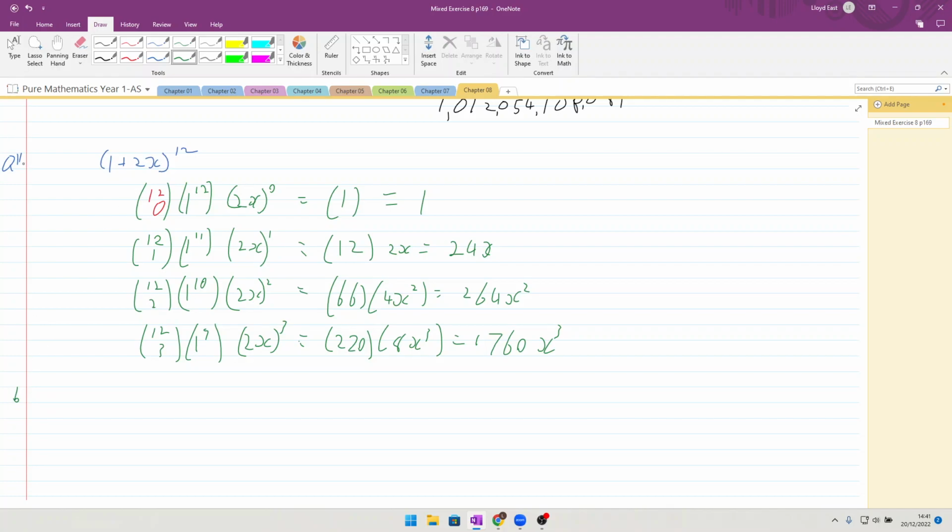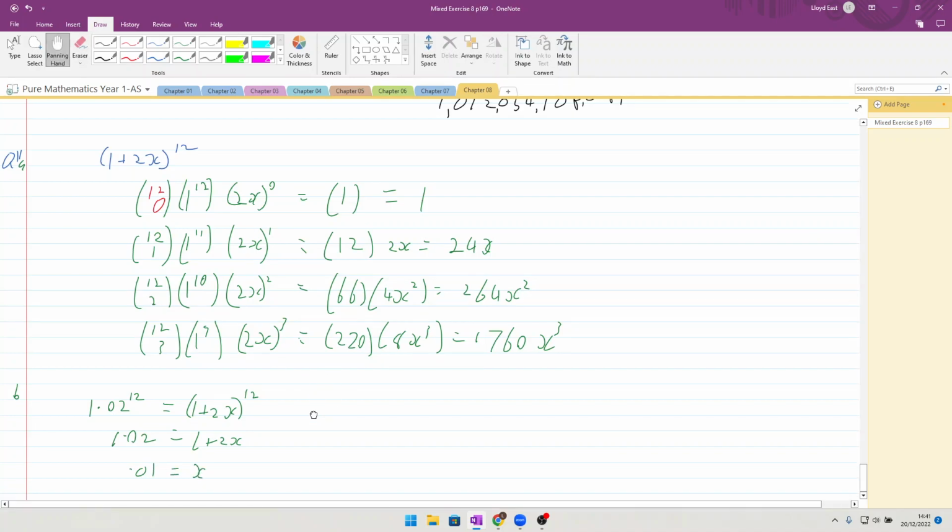Part B. By substituting a value in for x, find an approximate value, which must be stated in the answer to part A. Calculate an approximate value to 1.02 to the power 12. Now then, this is where we end up with 1 plus 2x to the power 12, and so we end up with 1.02 equals 1 plus 2x. 0.02, 0.01 equals x. Okay, just solving that out.